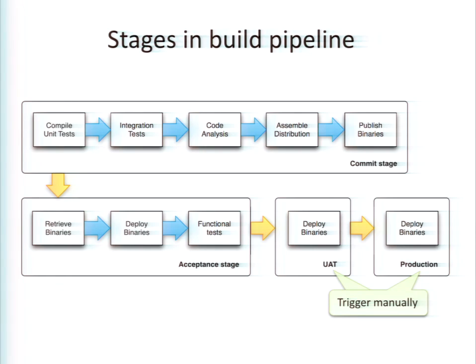And finally, once UAT is happy, we deploy the same binary that we built in the commit stage into production. And you can see here the last 2 steps, they are triggered manually. So every binary, if it's good enough, it travels until here. It stops here after it passed the functional tests. And then the UAT team, they pull.